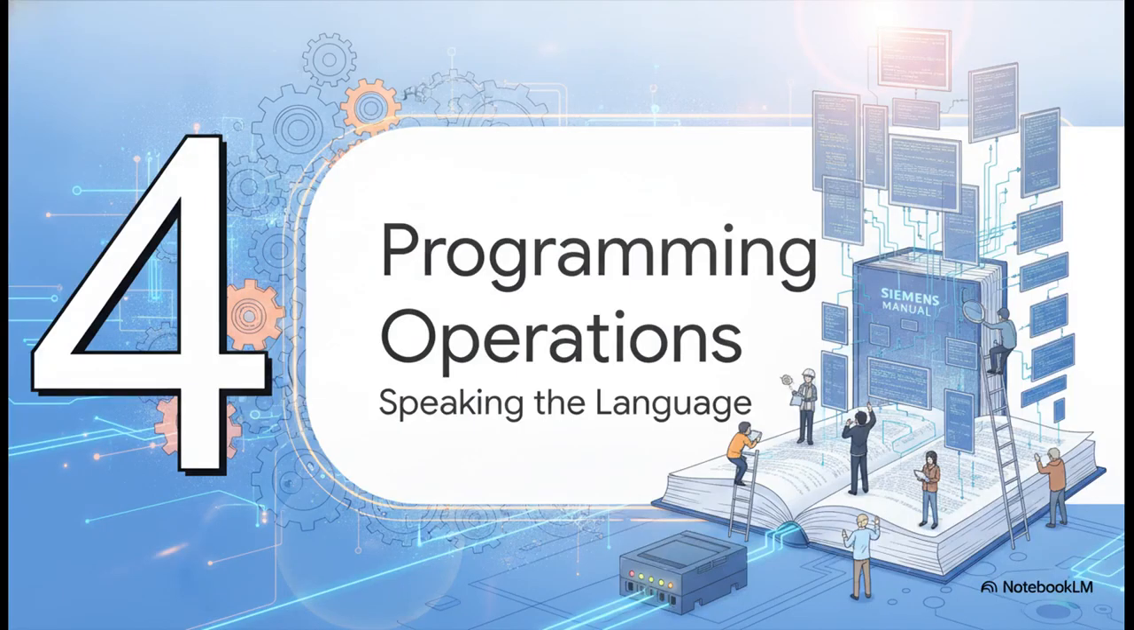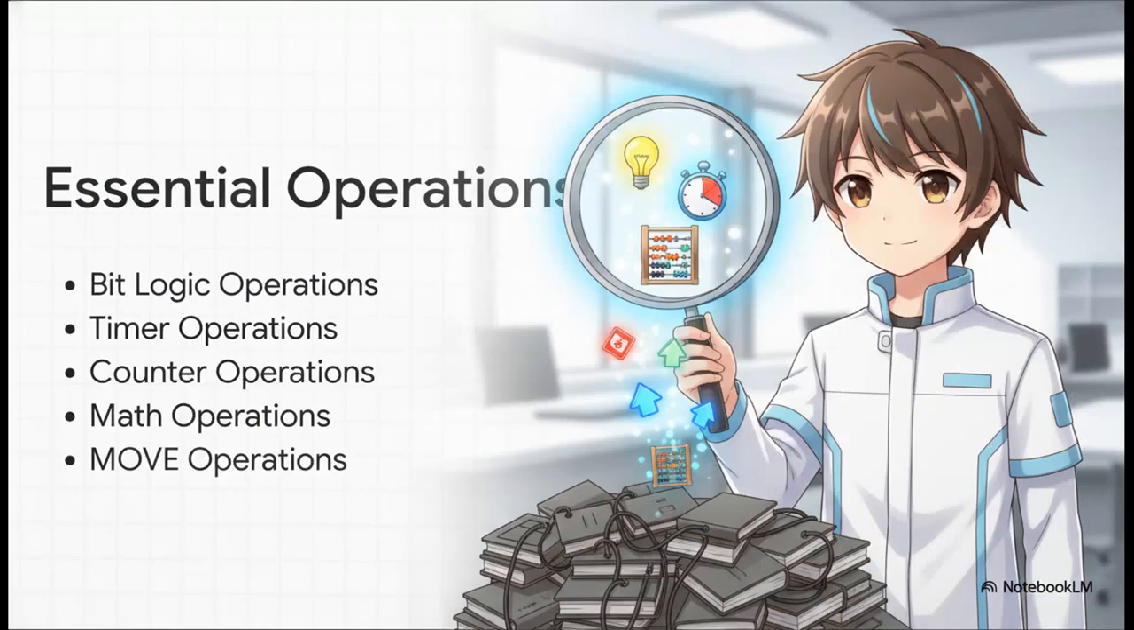Moving right along to Section 4, Core Programming Operations, or Speaking the Machine's Language. So to actually make the machine work safely, you have to learn its highly structured language. Now, the official Siemens manual is well over 1,000 pages long, which, let's be honest, can be completely overwhelming.